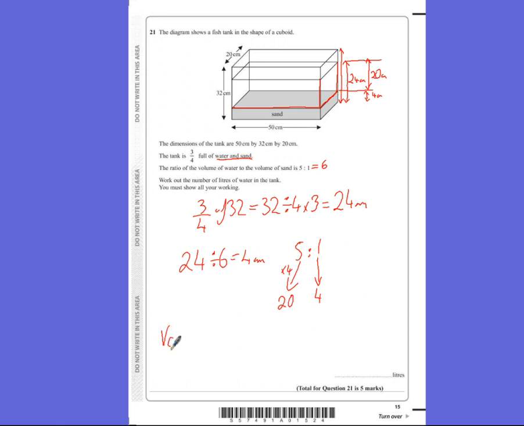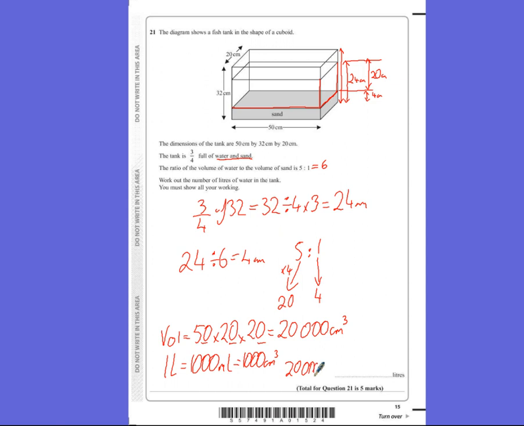So to work out the volume of water, we need to do 50 times 20 times the value we just worked out, which again is 20. So 5 times 2 is 10, times 2 is 20, then add 1, 2, 3 zeros. So that's 20,000, and we're still working in centimetres cubed, because everything here was in centimetres. Now, what we need to know here is that 1 litre is the same as 1,000 millilitres, and that 1 millilitre is the same as 1 centimetre cubed. So that would be the same as 1,000 centimetres cubed. So to work it out in litres, I need to do 20,000 divided by 1,000, which would give me 20 litres.